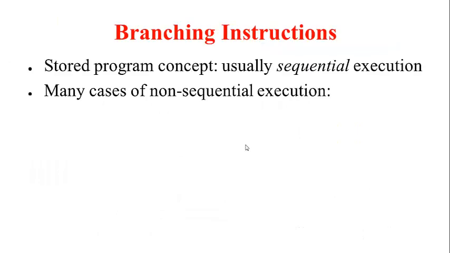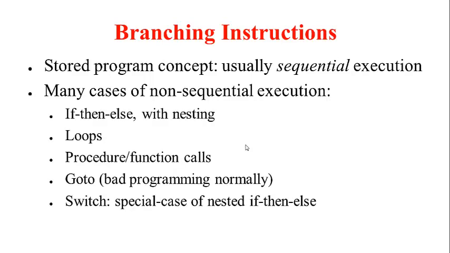We are now ready to look at a set of instructions called branch instructions. These are used to support non-sequential execution in higher level language code. Now think of the various instances of non-sequential execution in higher level language code. So here is a list of common instances of non-sequential execution: if then else conditional execution, possibly nested, loops, procedures and function calls, goto supported by certain programming languages, and switch statements, which is a special case of nested if then else.